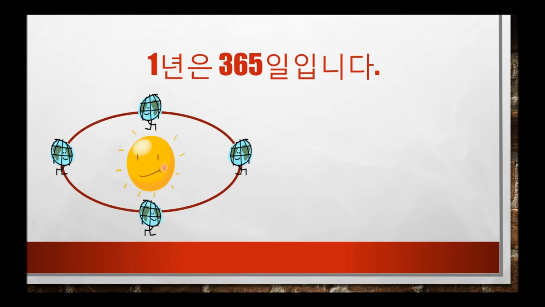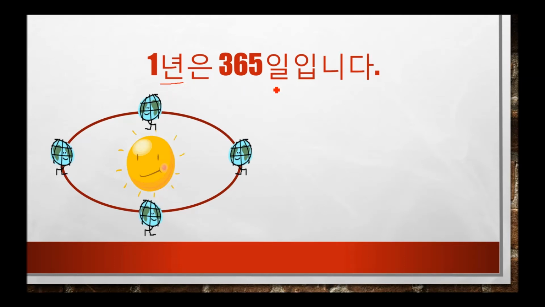To understand the difference between 양력 and 음력, I think we should start from what we know. Let's talk about 양력. As you know, one year is 365 days. 1년은 365일입니다. Once again, 1년은 365일입니다.